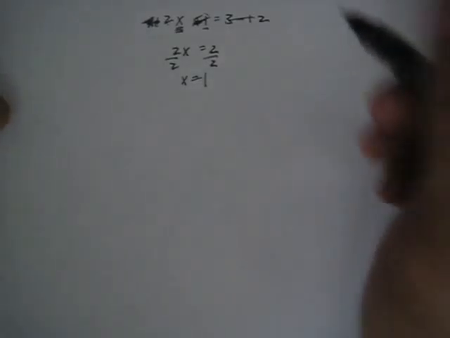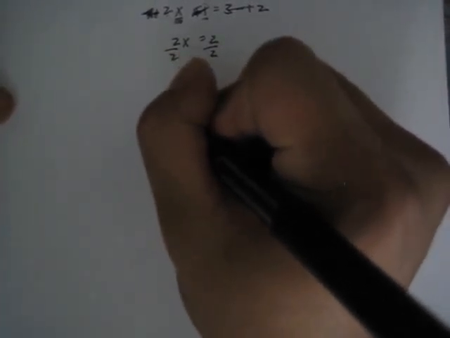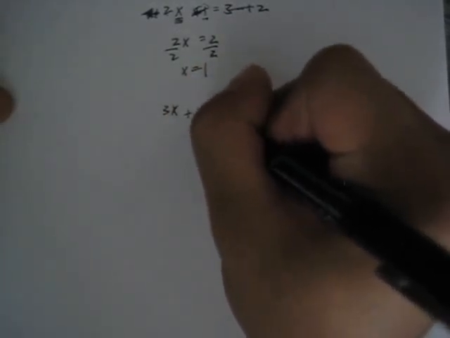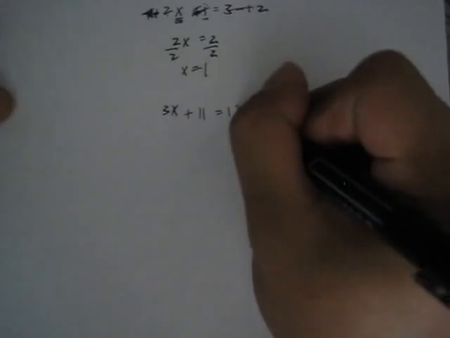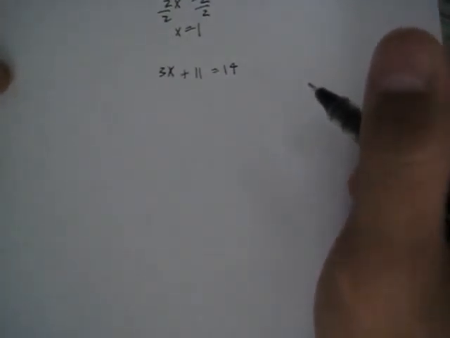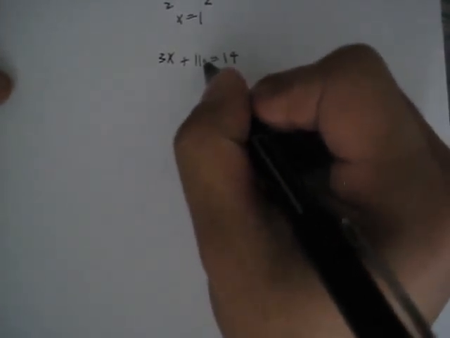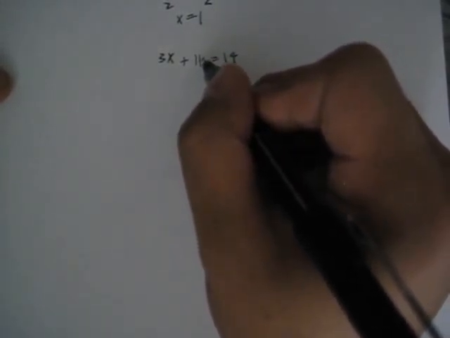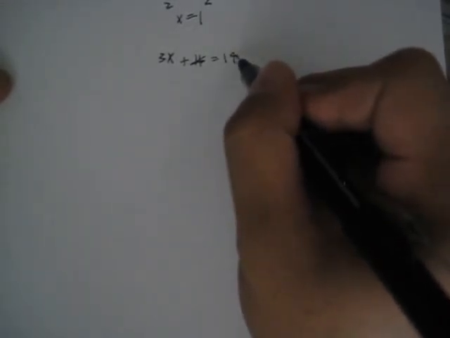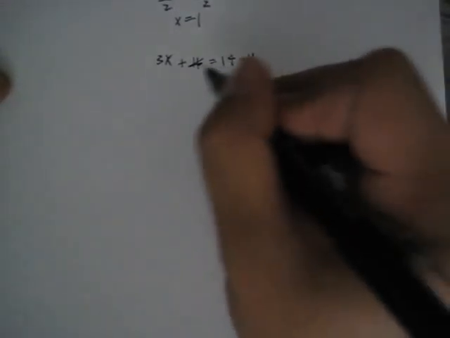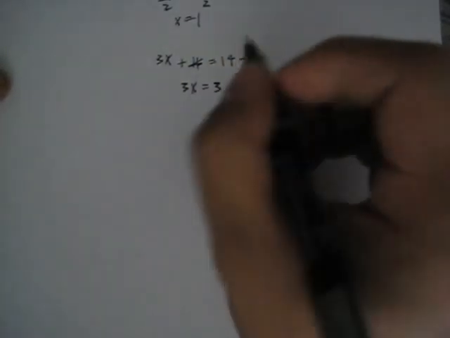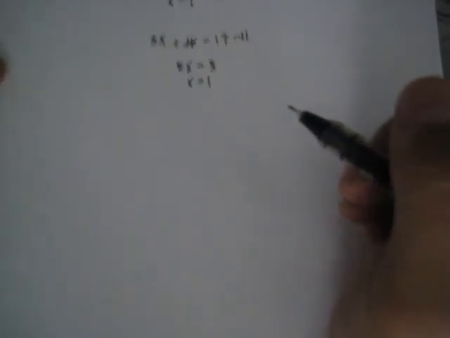Okay, so let's try a harder problem. Now we have 3x plus 11 equals 14. Now how would you do that? So we want to move the 11 to the other side. If you want to try doing this in your head, you can just visualize taking the 11 away and subtracting 11 here. So 14 minus 11 is 3, so 3x equals 3, and x equals 1.